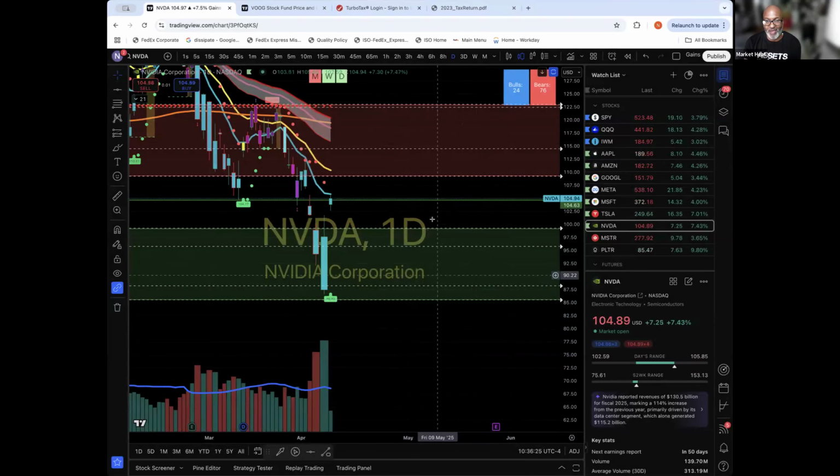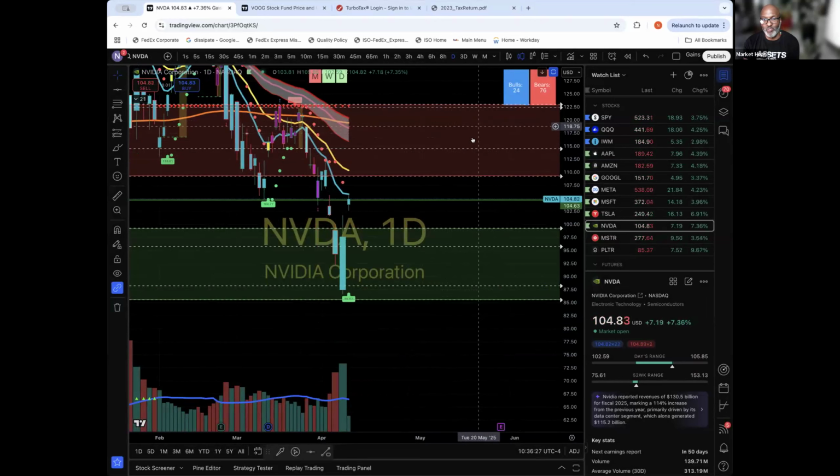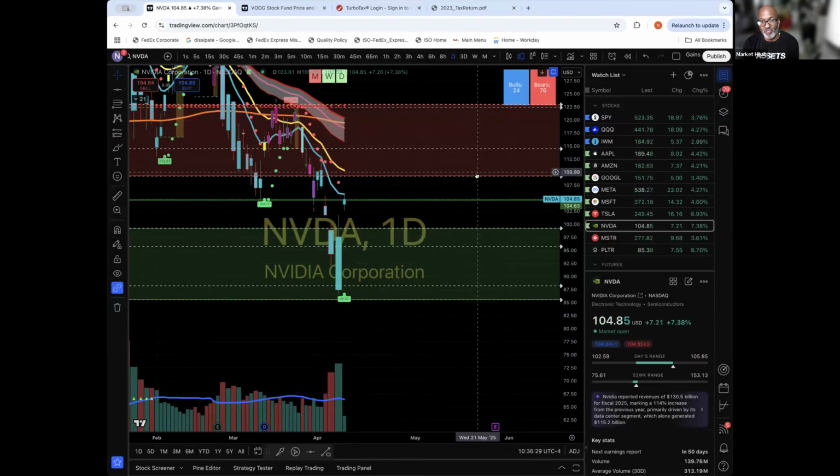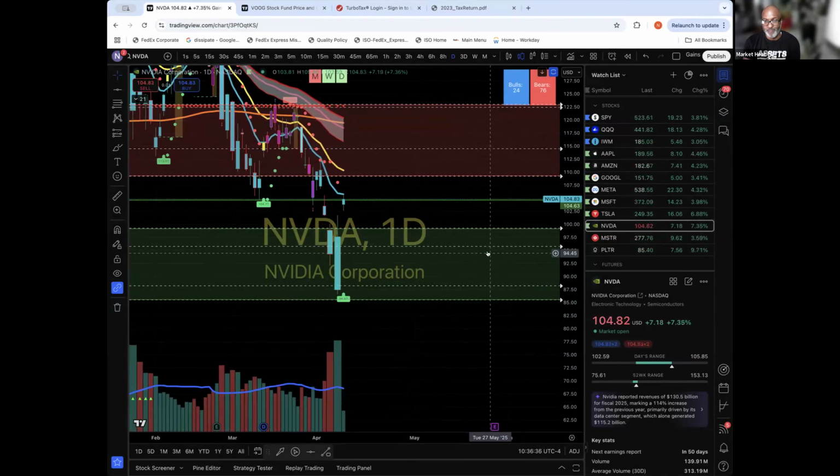All right, so now I have set up 4 levels if NVIDIA breaks resistance, and I have 4 levels set up if NVIDIA breaks support. Done. Right? Now, because all of these alerts are set, I don't have to pay attention to a video. Now I can move on to the next ticker, if that's what my plan is to do.